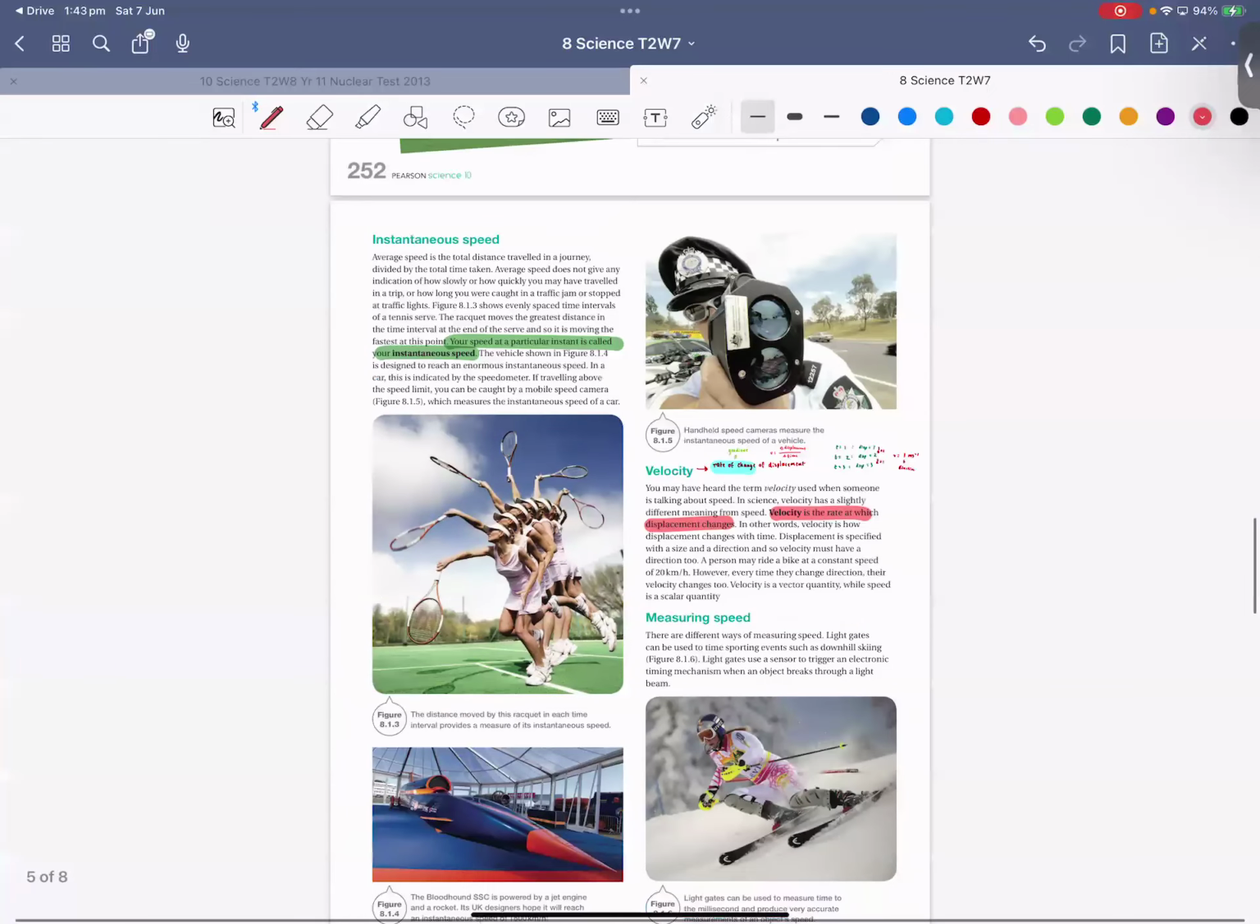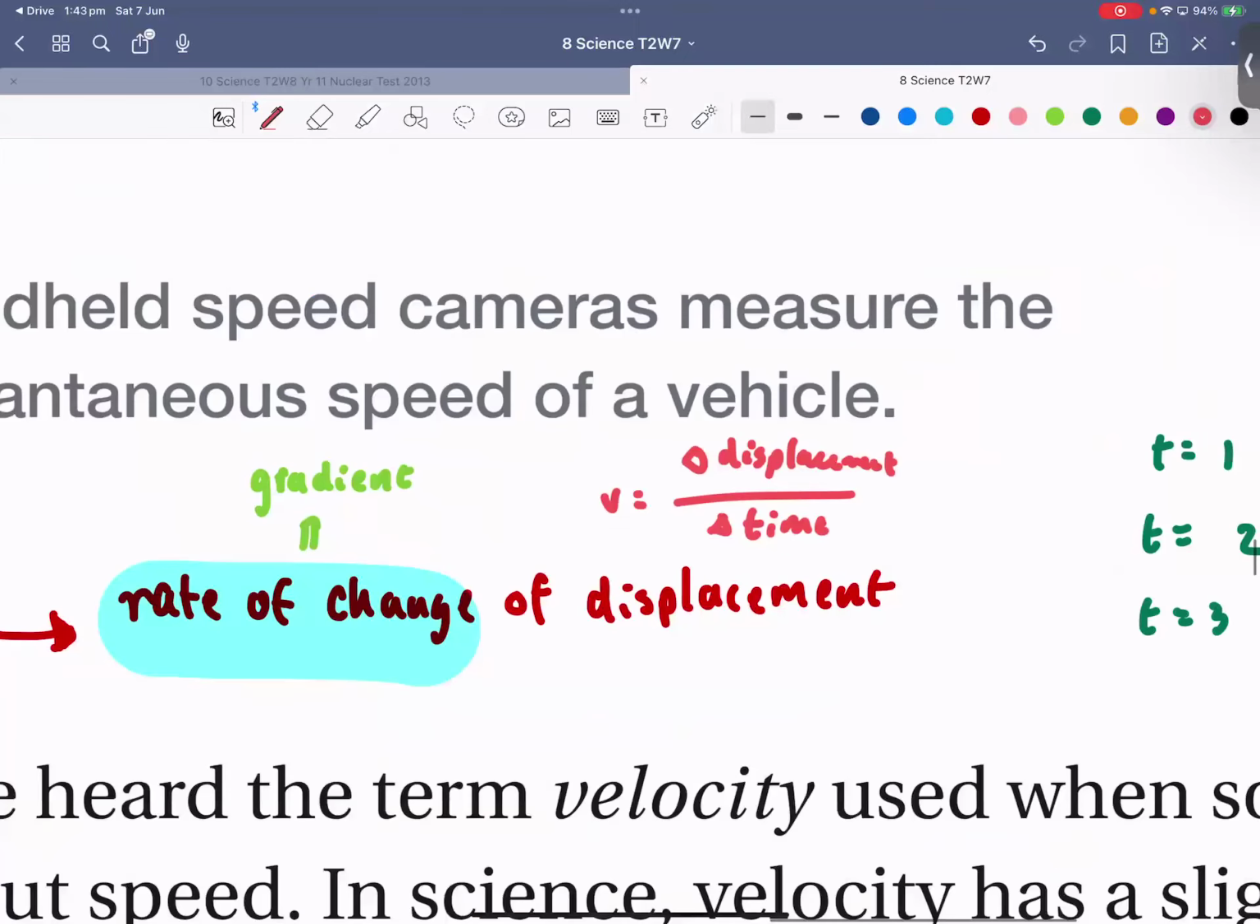Wait, what was it? What's y equals mx plus c? Line.